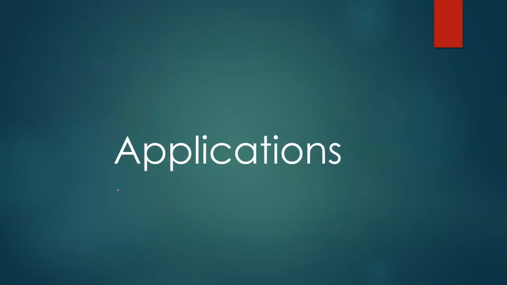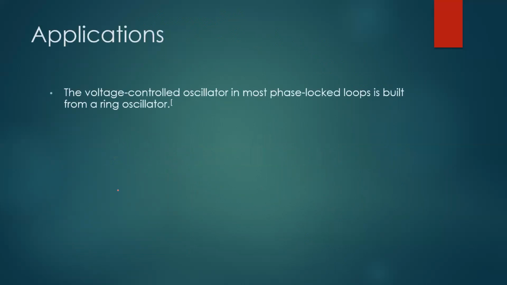Now, let us discuss the applications of the ring oscillator and how ring oscillators are used. The first application is the voltage controlled oscillator. Most phase-locked loops are built from a ring oscillator.